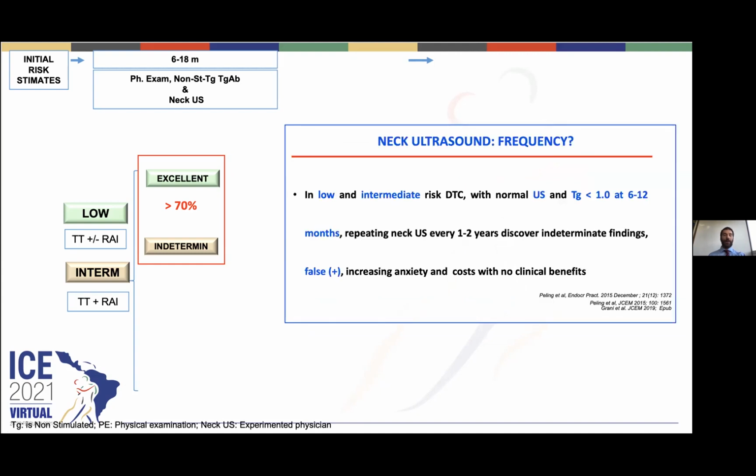On the other hand, we know that intermediate and low-risk patients who have in their follow-up negative ultrasound and thyroglobulin less than 1 on levothyroxine 6 to 12 months after the initial therapy, repeating neck ultrasound every 1 to 2 years discover only indeterminate findings that usually are false positives, increasing the anxiety of the patient and also of the doctors without clear benefit to the patients. And that has been evaluated and found in different papers.